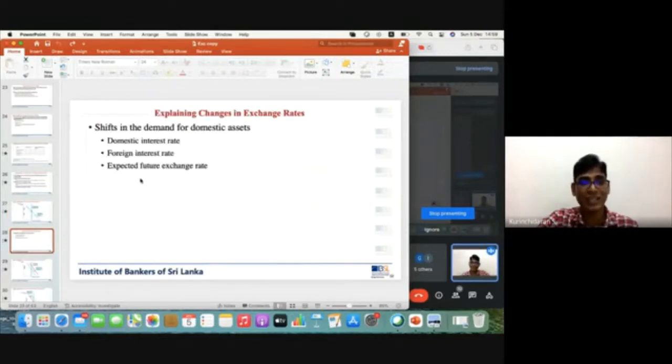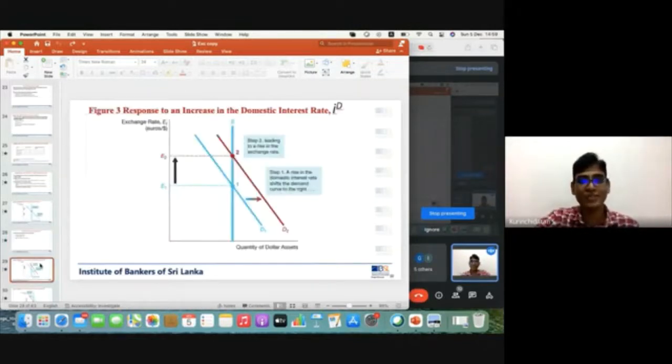So not the exchange rate itself. We are talking about the expected future exchange rate, right? You should be able to understand that. Let's see based on this graph how that works. The response to an increase in the domestic interest rate. Let's assume the domestic interest rates are increasing. What will happen to the dollar assets? Everybody would think, okay, interest rate is increasing, so it's a time to buy. When I say domestic interest rate, you are going to compare it with the foreign interest rate, right?